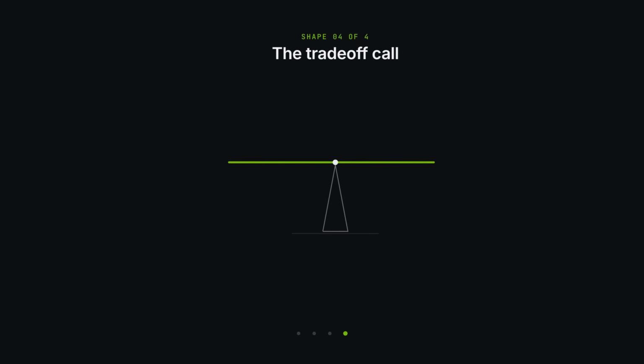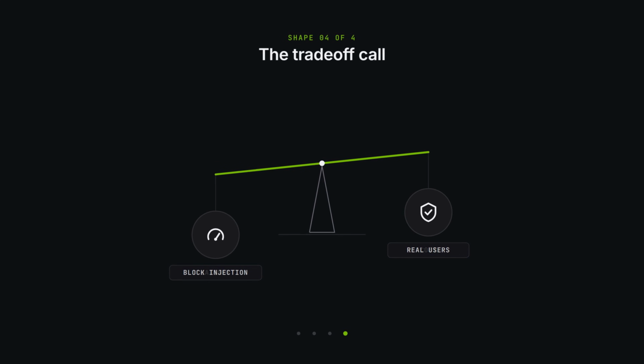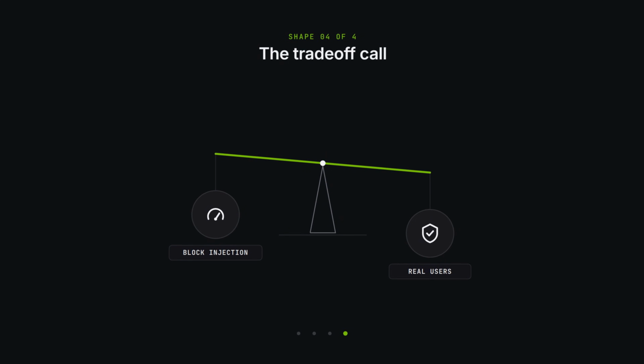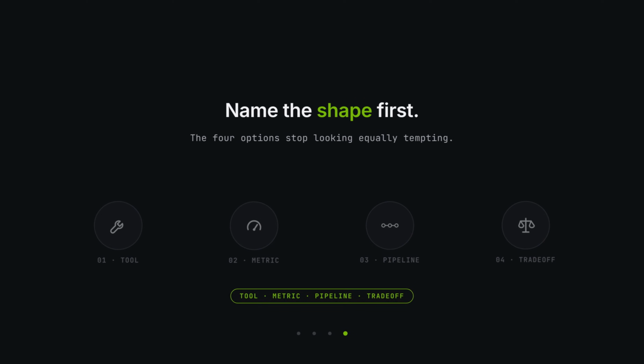The fourth shape is the safety and trade-off judgment call, weighing latency against cost or blocking prompt injection without breaking real users. There is rarely a free win, so the best answer names the trade-off instead of pretending it away. Name the shape first, and the 4 options stop looking equally tempting.